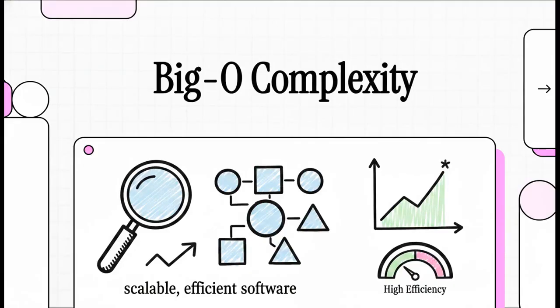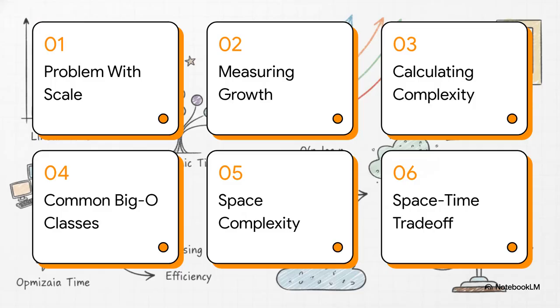Welcome to The Explainer. Today, we're diving deep into Big O complexity. Think of this as your ultimate diagnostic tool for writing truly scalable, efficient software. Okay, here's our game plan for today. We'll start with number 1, the problem with scale. Then 2, measuring growth. 3, calculating complexity. 4, we'll look at common Big O classes. 5, space complexity and arrays. And finally, number 6, the space-time trade-off.